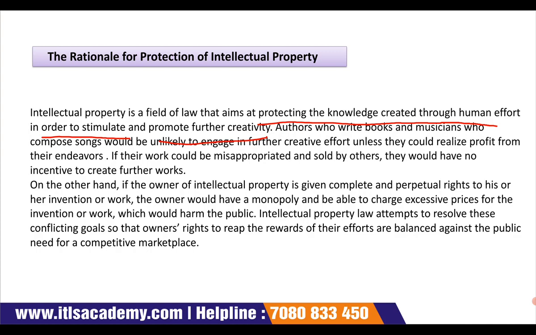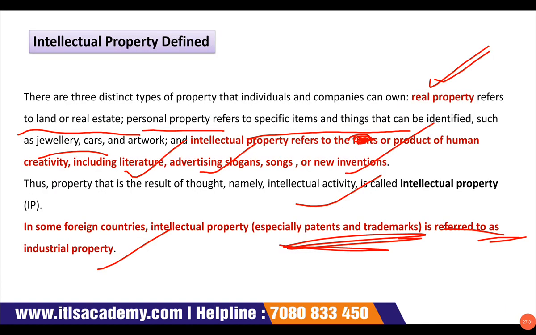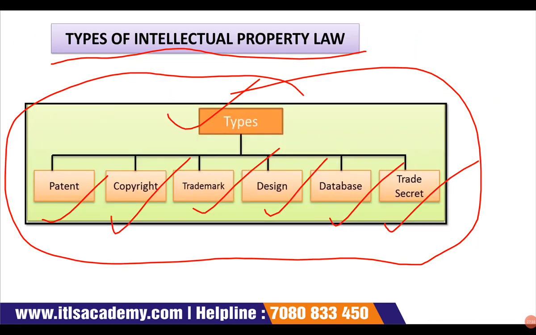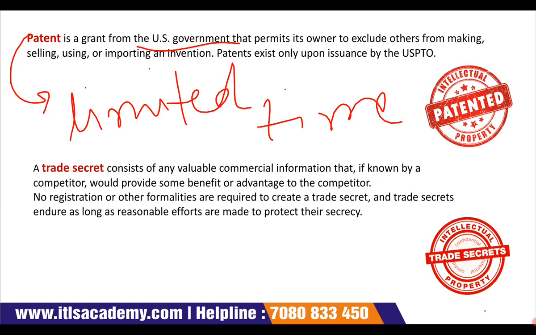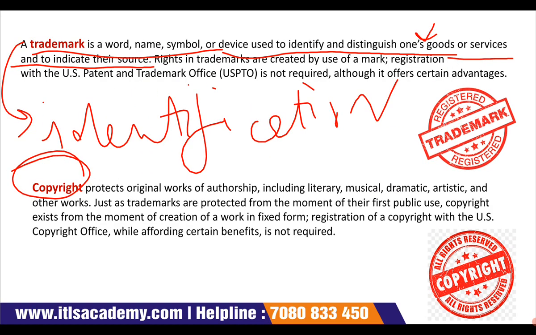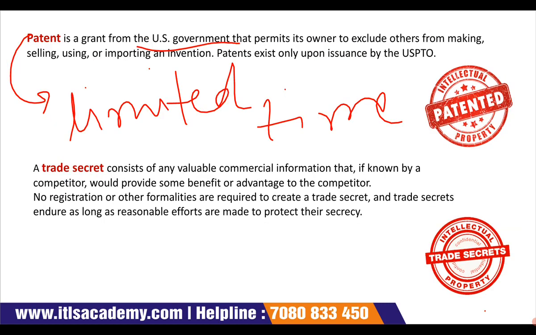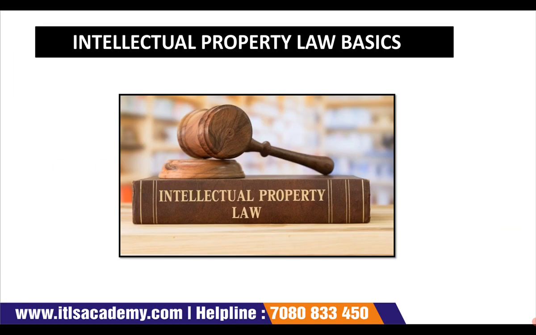So I hope you have understood this lecture. As far as what we have covered in this lecture, we have covered what is IP, and we have also discussed the different types of IP. We have seen trademark, copyright, patent, and trade secret with the help of examples. And at last, we covered the intellectual property law basics. In the next lecture, we will discuss the types of intellectual property law in detail.